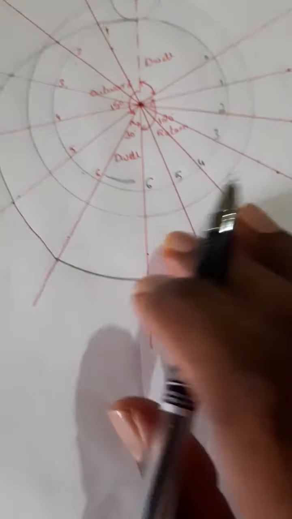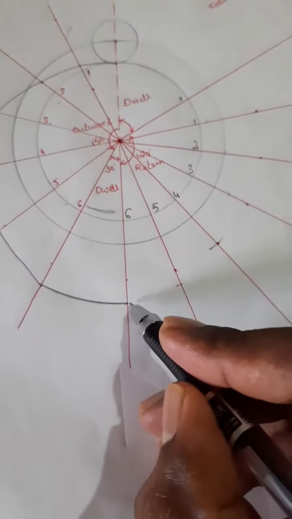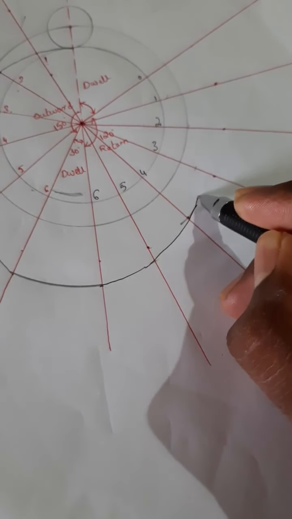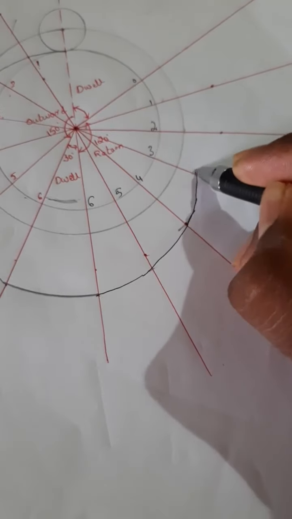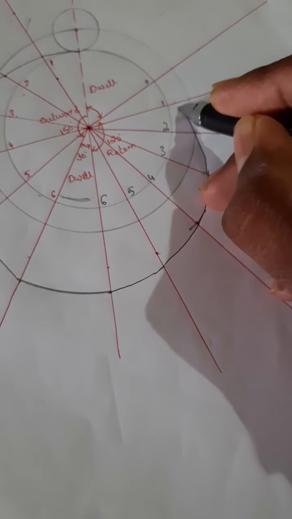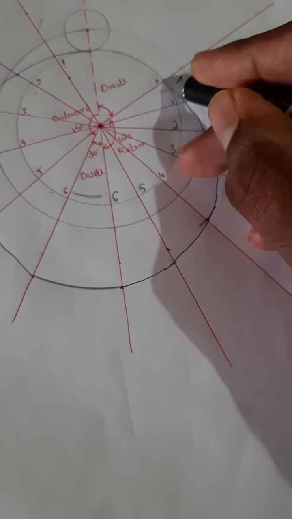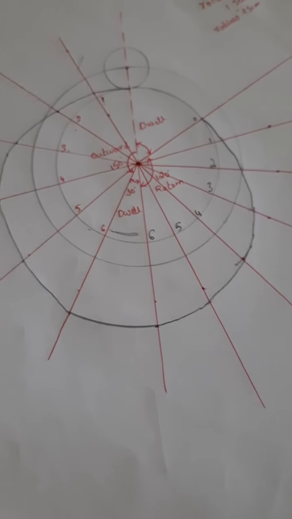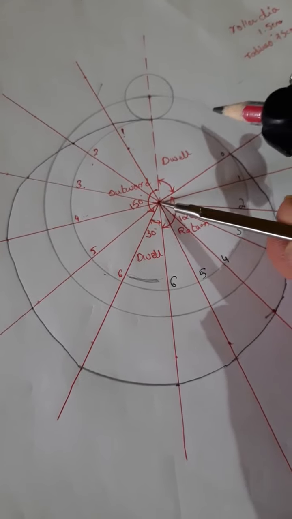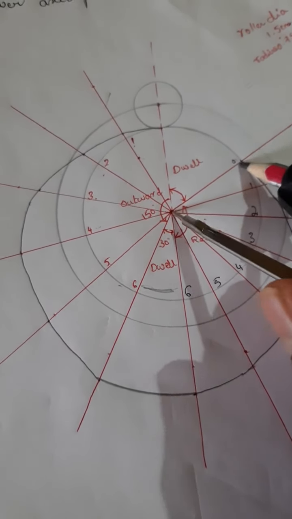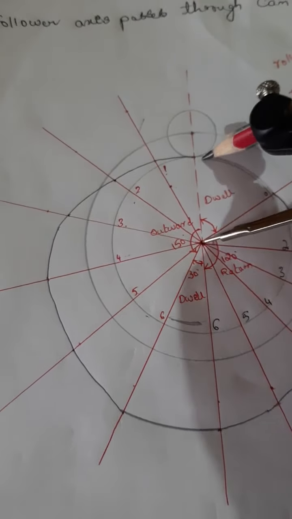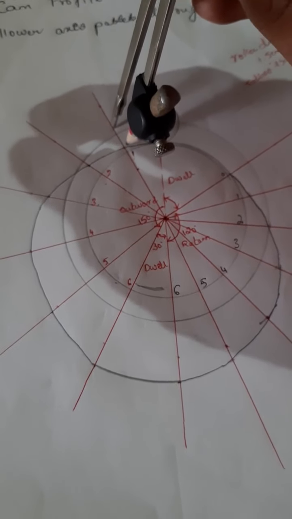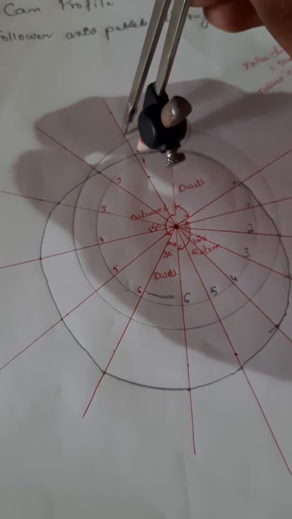Now join these with a smooth curve till 0. Now the dwell again is a simple circular arc. So the drawing of the cam profile is over.